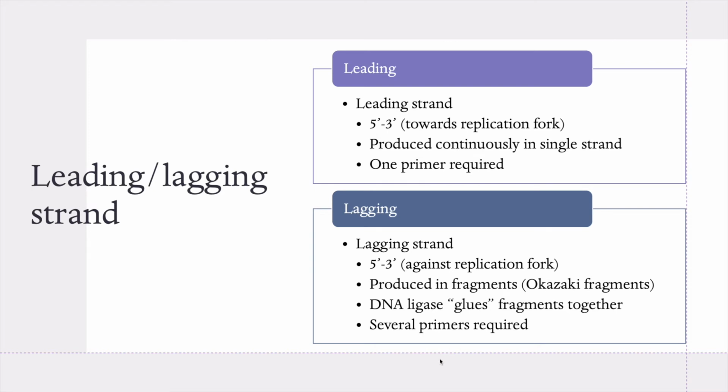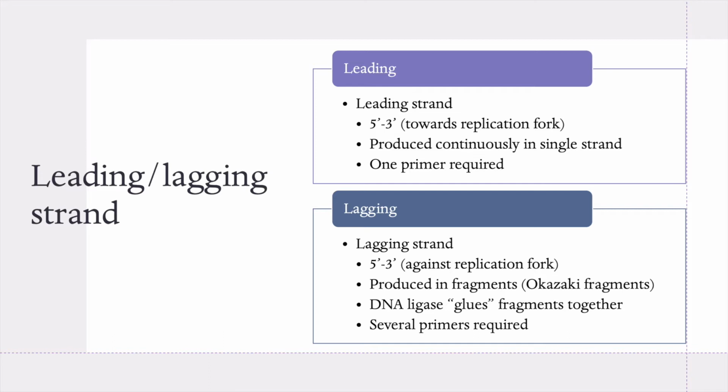Recall that DNA only grows from the 5' end to the 3' end, and that replication always occurs towards the replication fork. Therefore, since both strands in the parent DNA molecule are antiparallel to each other, both daughter strands cannot be synthesized continuously. For the leading strand, the 5' to 3' direction is towards the replication fork, and so it can be produced continuously as a single polymer. The leading strand only requires one primer.